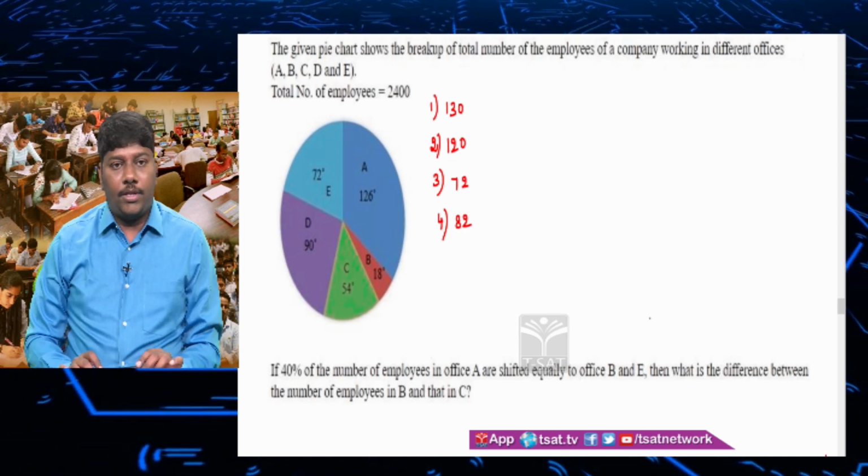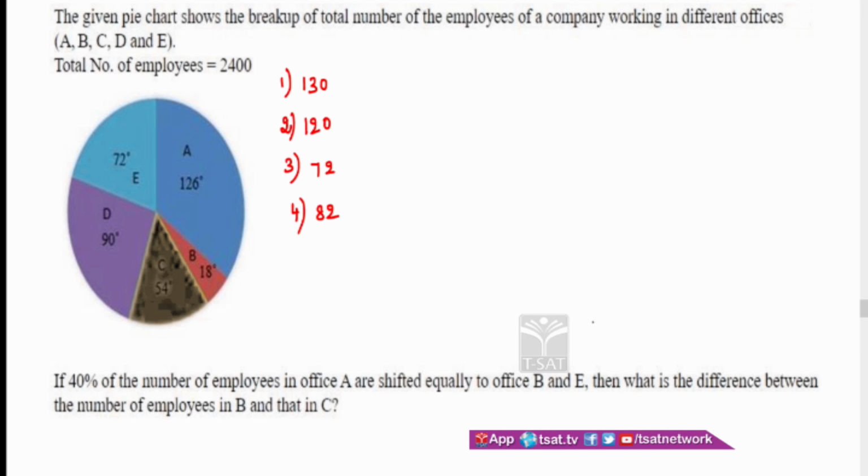Look at the next one here. The next graph. Again it is the same graph, but look at here. If 40% of the number of employees in office A are shifted equally to office B and E, now what is 40% equally shifted to B and E means 20% to B, 20% to E. I don't need to find out the entire 40%. Now what is A in terms of degrees? It is 126. We know 10% is how much? 126 by 10, which is 12.6. What is 20%? 25.2 in terms of degrees. I am giving it to B and E.